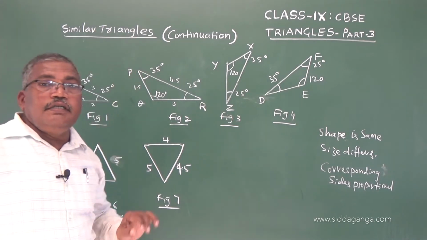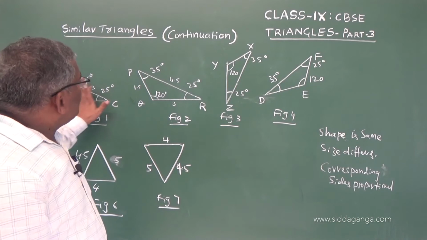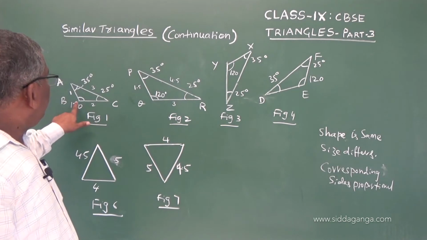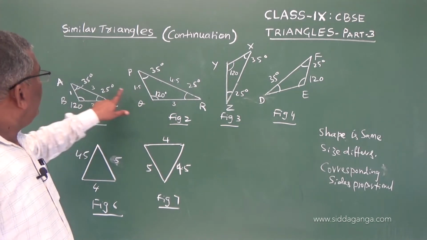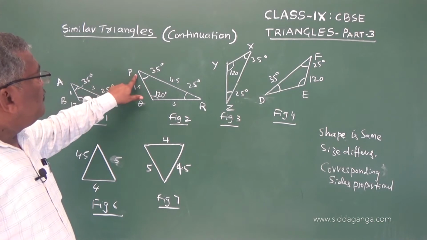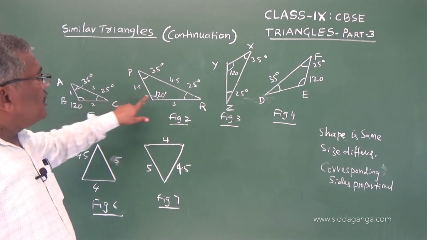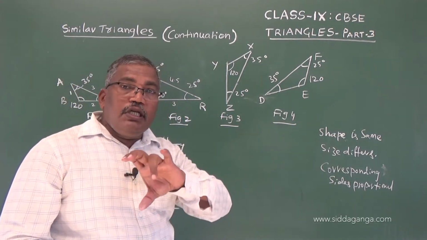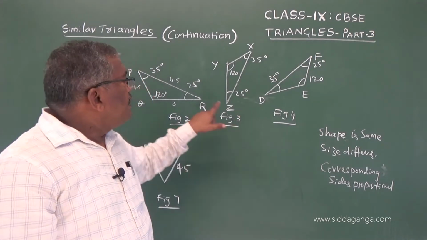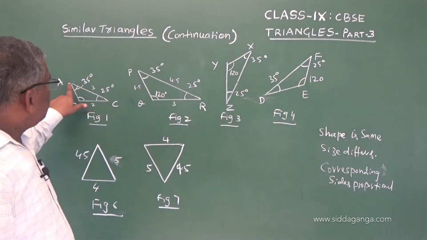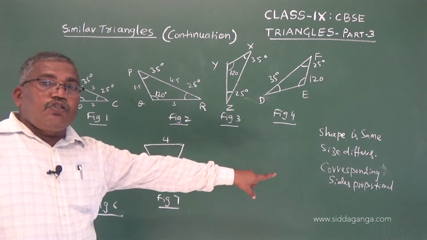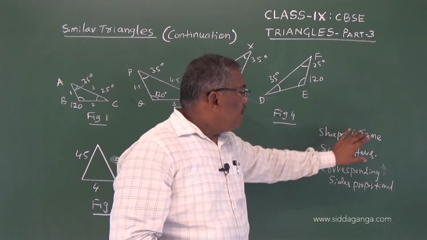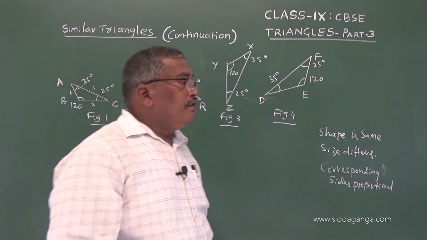In two triangles, the corresponding angles are congruent, we say exactly equal. Angle B is exactly equal to angle Q, angle A is exactly equal to angle P, and angle C is exactly equal to angle R. We say the angles are congruent, so they coincide one to one. The angle values are the same, but the sizes of the sides are proportional. Therefore, the figure has the same shape, but the size is different.